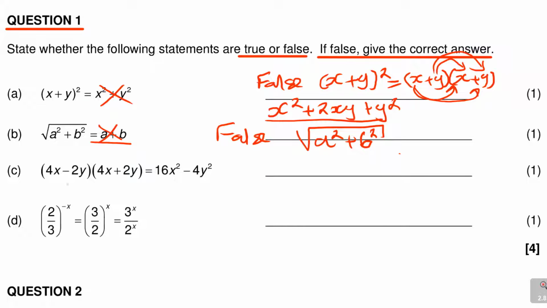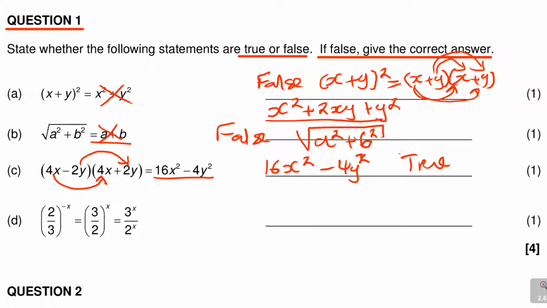And then here they are saying (4x minus 2y)(4x plus 2y). Now this is the difference of 2 squares. So you multiply the first ones and the last ones. The center ones will always cancel. So what is 4 times 4? It's 16. What is x times x? It's x squared. And then the last ones, minus 2 times 2, it's minus 4, y times y is y squared. So do you see that this statement, 16x squared minus 4y squared, is true.